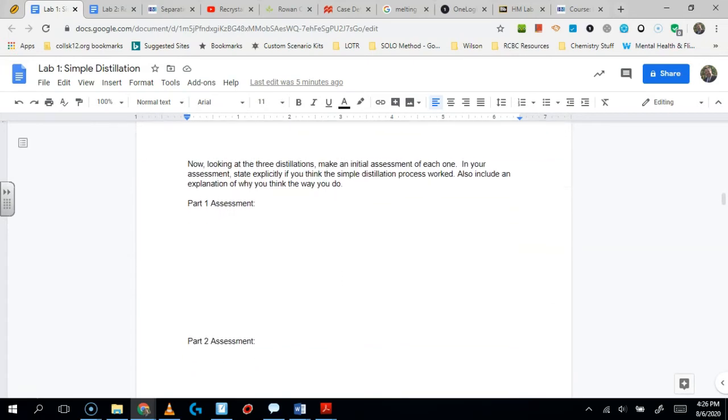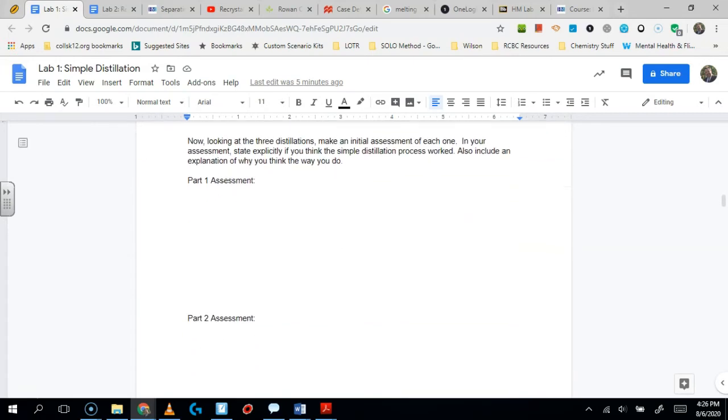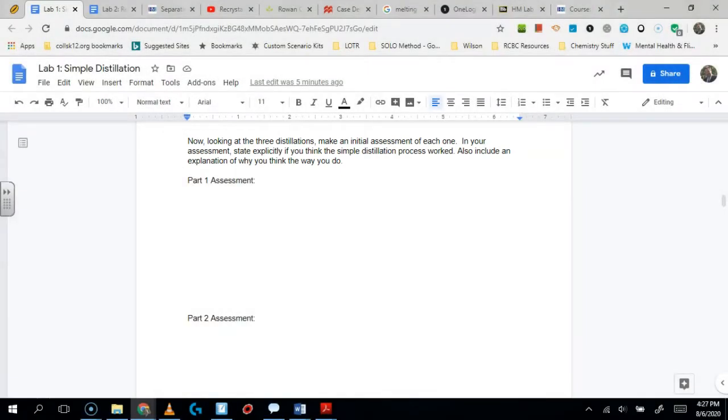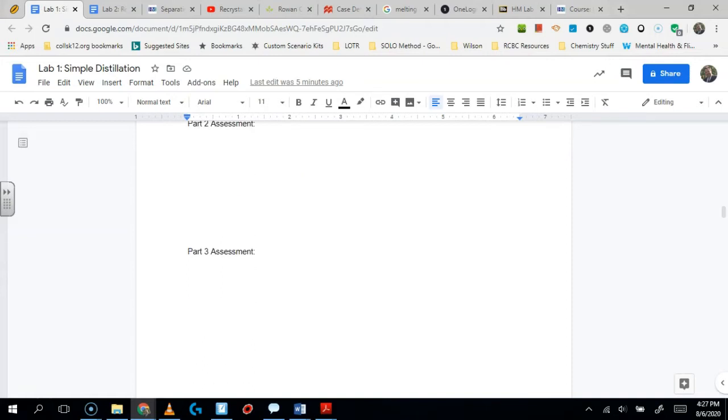Then the first thing that you want to do as a consultant is assess how each experiment went. So you're going to go back up to each part 1, and you're going to make an assessment. Do you think that the simple distillation process worked? Do you think it wasn't going to work? And then explain why you think the way that you do, based on the information in the lab and what you know about distillation. You're going to do that for all 3 parts.